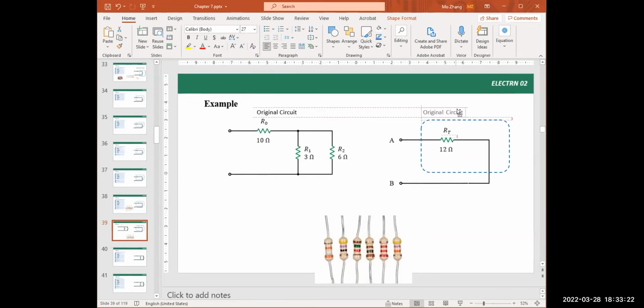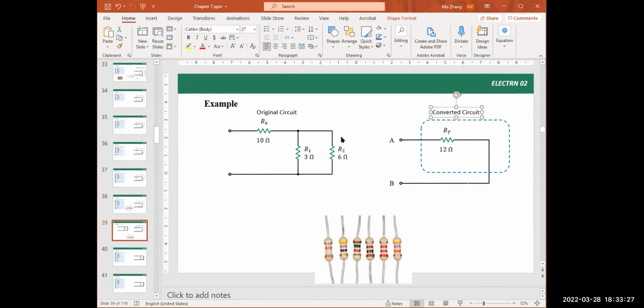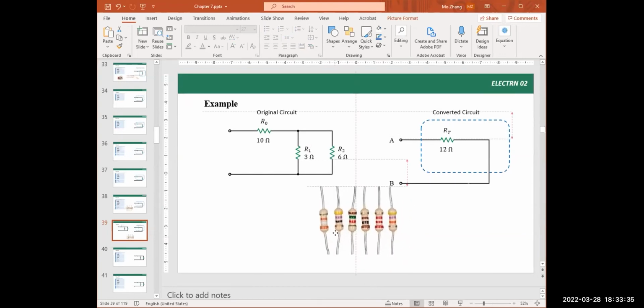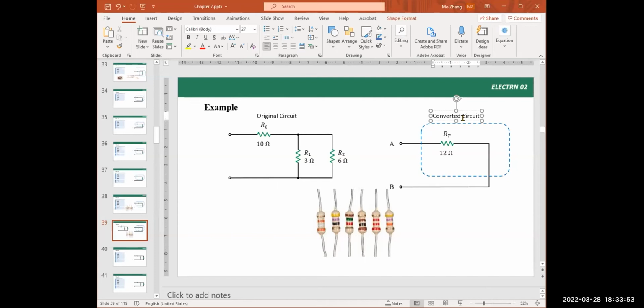And the other side is the converted circuit. In theory, they are same number, same value. However, when we build the actual circuit using the physical resistors and the wires, there are some fundamental differences. So here, we have to find 3 resistors to build the original circuit. The second one, the newly converted circuit, we only need 1 resistor, and that should equal to 12 ohm.